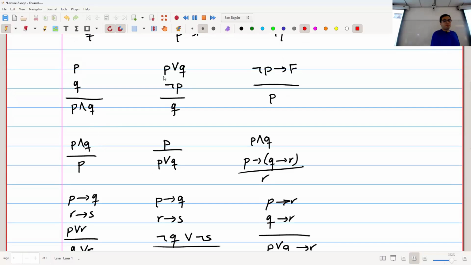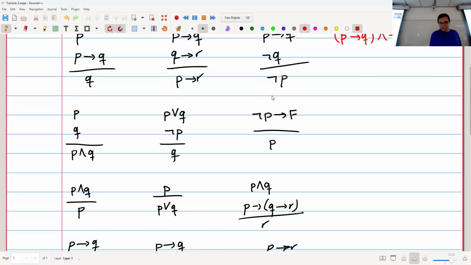If you've proven P or Q, so you have proven that one of P or Q holds, and you have also proven that P is not the one that holds, so you have proven that Q is the one that holds, right? Now, this one is more interesting.